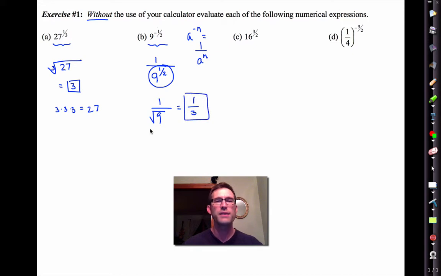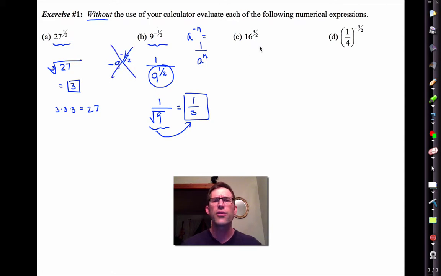Keep in mind that when I say that the square root of 9 is 3 as opposed to negative 3, that is by definition. If I wanted a negative in front of that square root, somehow that negative would have to be there. So something like negative 9 raised to the negative 1/2, well, that's a whole different ball game. Anyway, that's not what we have going on here.